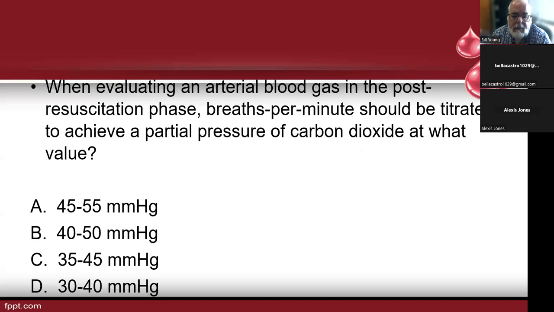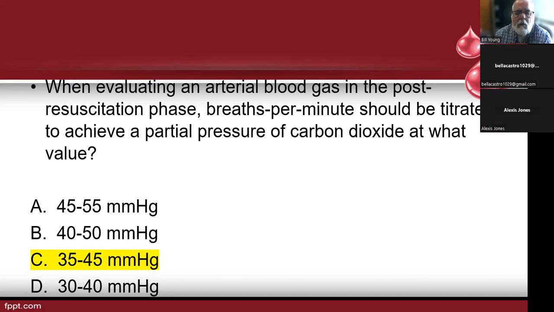So, when evaluating an arterial blood gas in the post resuscitation phase, breaths per minute should be titrated to achieve a partial pressure of carbon dioxide at what value? 45 to 55 millimeters of mercury, 40 to 50, 35 to 45, or 30 to 40. Now, which one of those do you feel like would be the best answer? 35 to 45. Yeah, because that's basically normal as far as we're looking at here. And again, we don't want the patient to be too acidotic. Neither do we want them to be alkalotic because now gas exchange is going to be negatively impacted.